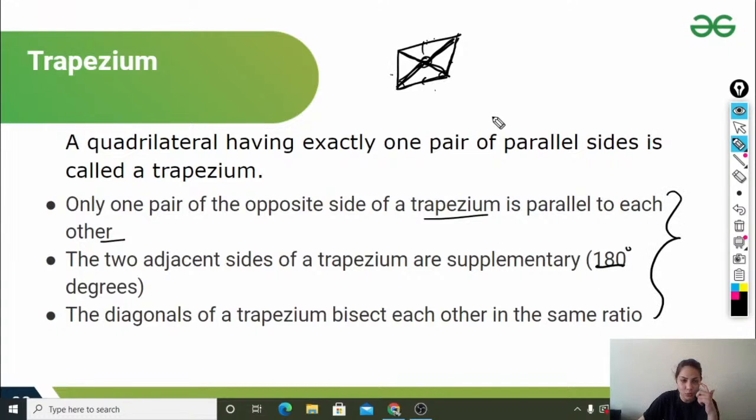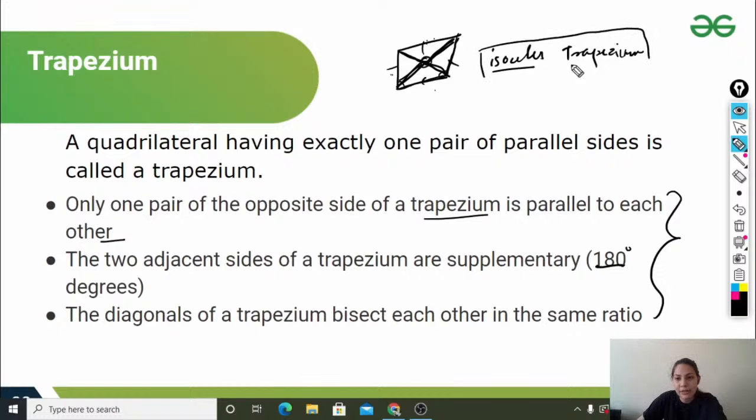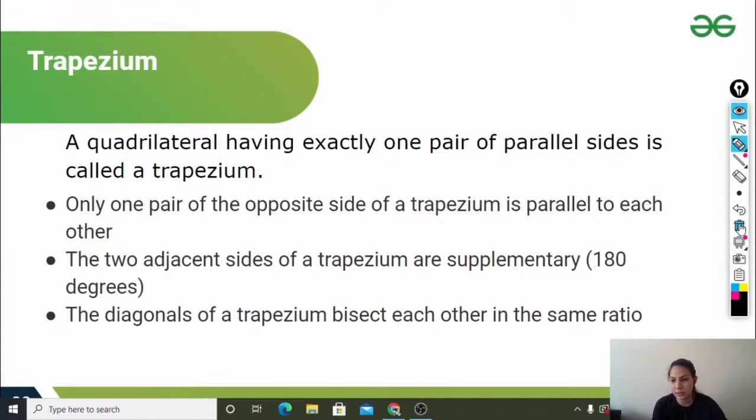And also there is one more type of trapezium that is called isosceles trapezium. In that type of trapezium, properties are same as trapezium. Only one thing differs: the non-parallel sides, that is this side, are of equal measure. If such type of trapezium is there, then such type of quadrilateral is called isosceles trapezium. So let's go forward.